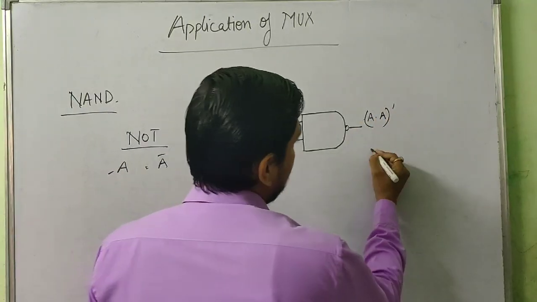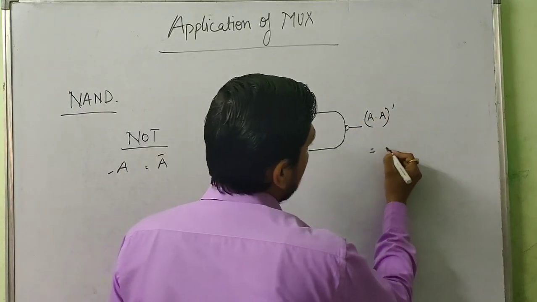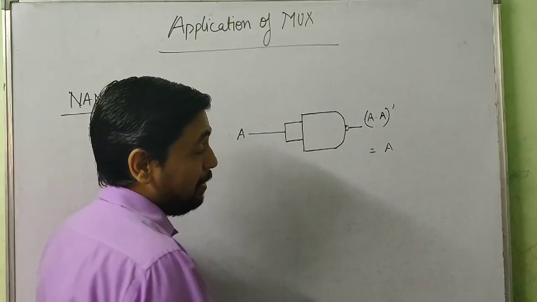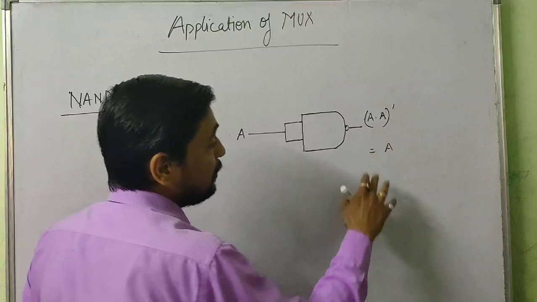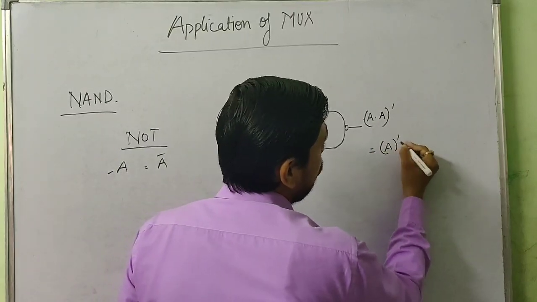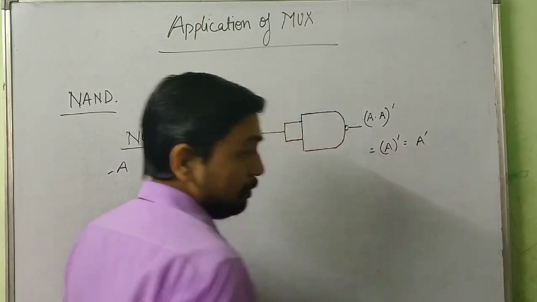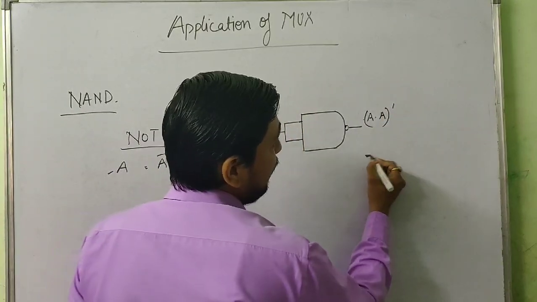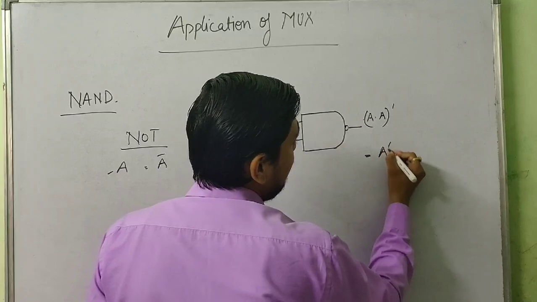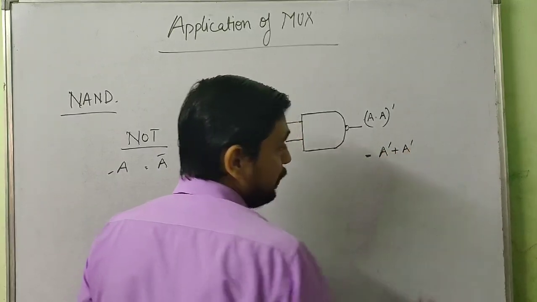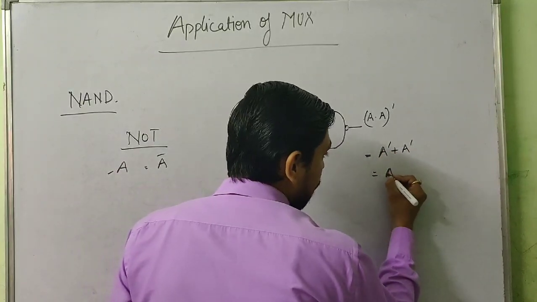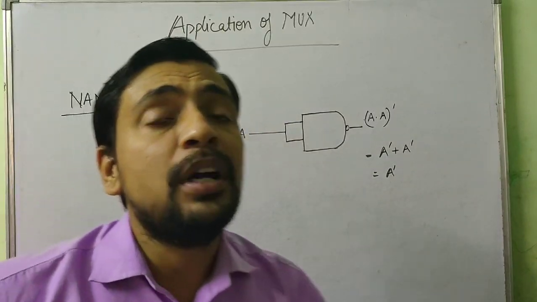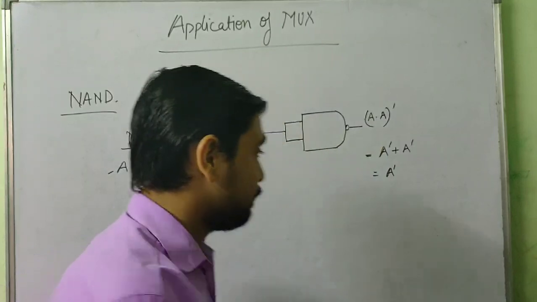And if you apply De Morgan's law, you can simply write A and A is A. I am going to write it two ways. A and A is A, and its whole complement will give you A complement, no doubt. That's very simple. Another way, if you apply De Morgan's law over here, A and A whole complement becomes A complement or A complement, which is actually A complement itself. So hence, this is a NAND gate which is actually giving you an output of a NOT gate.